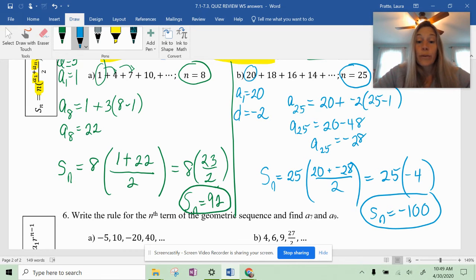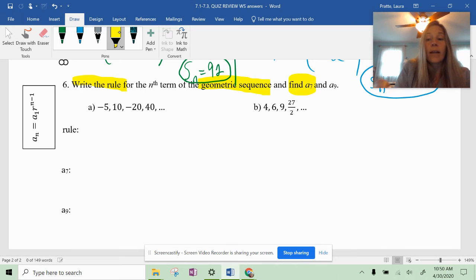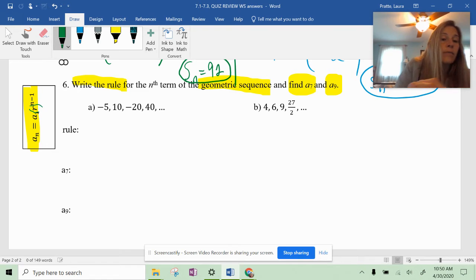Okay, so moving on, just to review the geometric rule and also the sum formula. So if we take a look at the next one, write a rule for the nth term of the geometric sequence, and we're going to find a sub 7 and a sub 9, and this is the rule over here. If you remember, I did mention I always think it's very important to put parentheses around the r value. If it's positive, technically you don't have to, but you might as well put it that way. You don't have to worry about forgetting it. So to write the rule for geometric, we need both an a sub 1, and then you need the r, which is that common ratio, or the number that's being multiplied from one term in the sequence to the next.